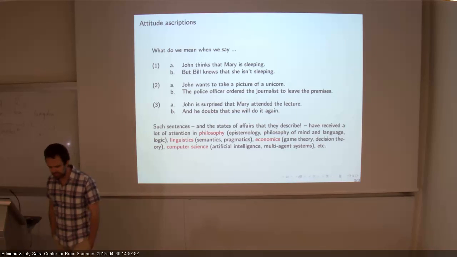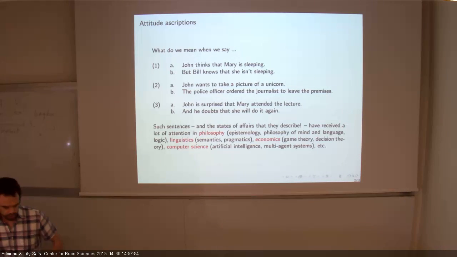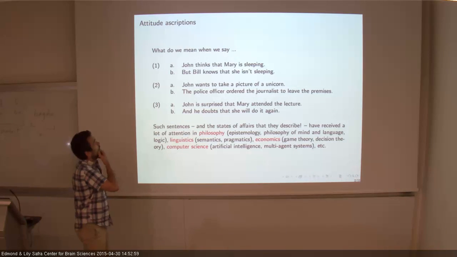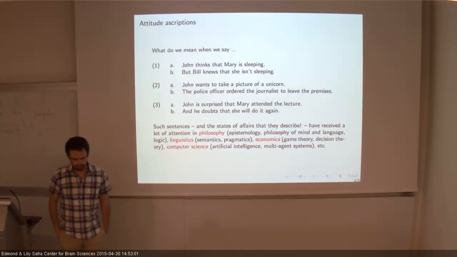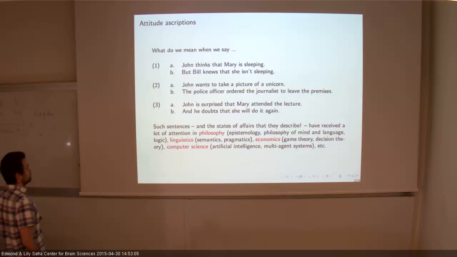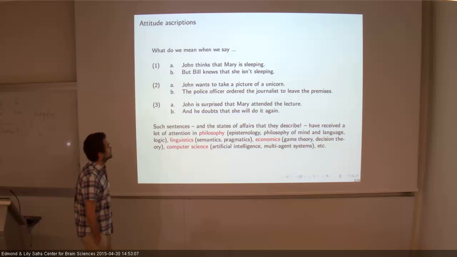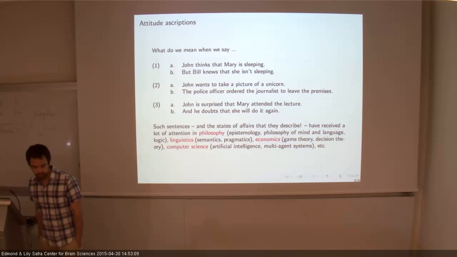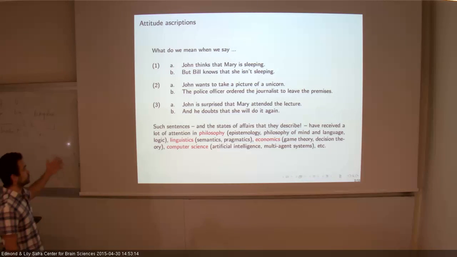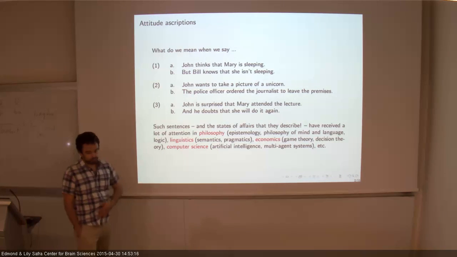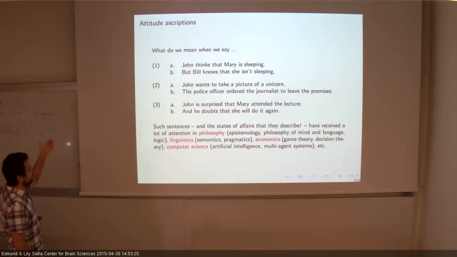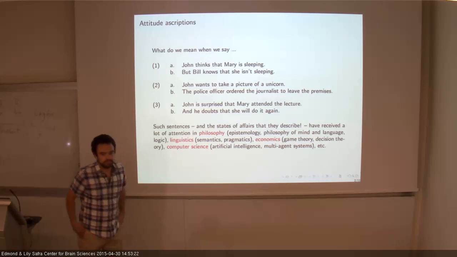And propositional attitudes are usually what we have in mind when we talk about attitude descriptions, sentences like those given in 1 to 3. So in 1 we have a discourse. John thinks that Mary is sleeping, but Bill knows that she isn't sleeping. So in this discourse, on the one hand, we're talking about John's beliefs, while on the other hand, also about Bill's knowledge. So we see already in 1 that someone can be mistaken.